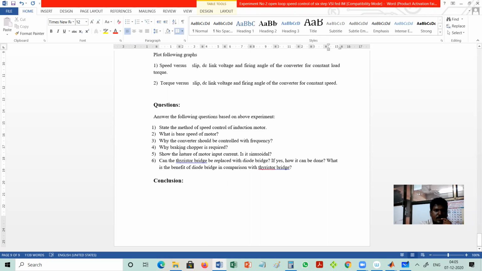First question is, state the method of speed control of induction motor. What is the base speed? Why a converter should be controlled with frequency? Why is a braking chopper required? Is the nature of motor input current sinusoidal? Can the thyristor bridge be replaced with a diode bridge?